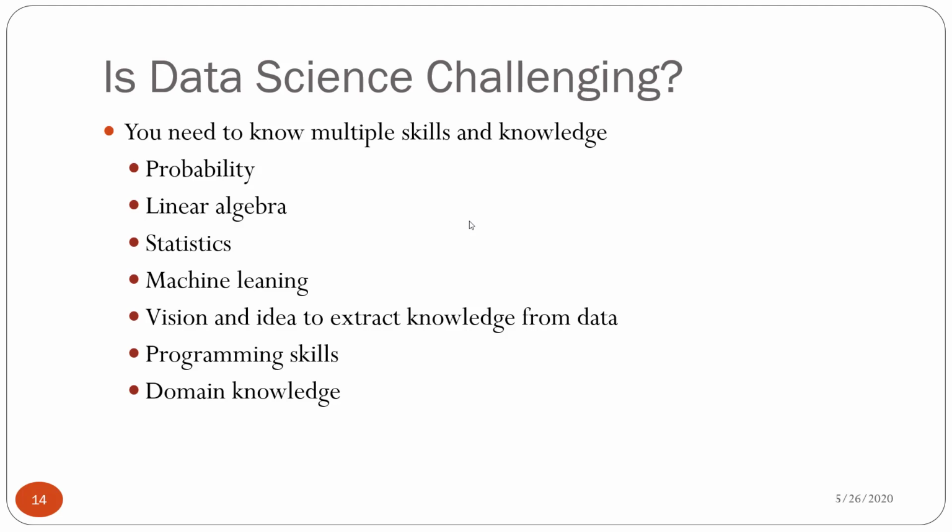So what are the challenges? Well, it has to do with the nature of data science. You need to know a lot of skills. What are these skills? For being a successful data scientist, you should have a decent background in probability. You should have a decent understanding of linear algebra. You should know statistics. You should also have some idea about machine learning algorithms. You should know how to visualize the data. You should have decent programming skill, and at the same time you should have some domain knowledge as well.